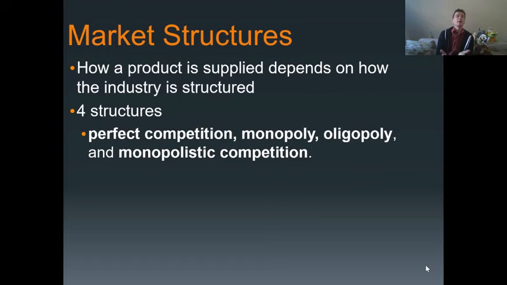First of all, what do we mean by market structures? We mean how a product is supplied. So, what type of industry is it? And this doesn't mean like it's manufacturing or service. This is a little bit different in terms of how the industry itself is structured, not necessarily the product that's being put out. So, there are four structures you have to know: perfect competition, monopoly, oligopoly, and monopolistic competition.